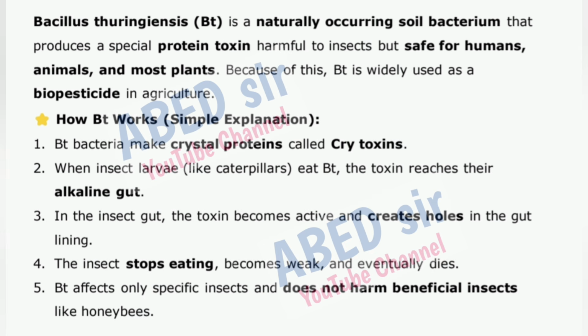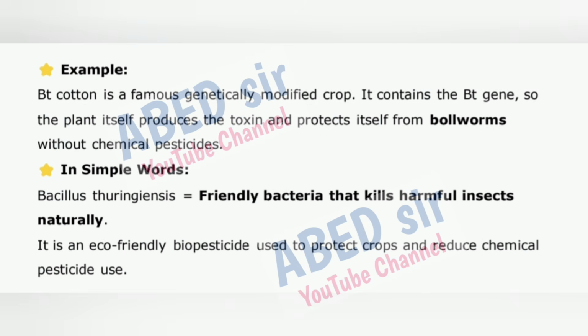5. BT affects only specific insects and does not harm beneficial insects like honeybees. Example: BT cotton is a famous genetically modified crop. It contains the BT gene, so the plant itself produces the toxin and protects itself from bollworms without chemical pesticides.